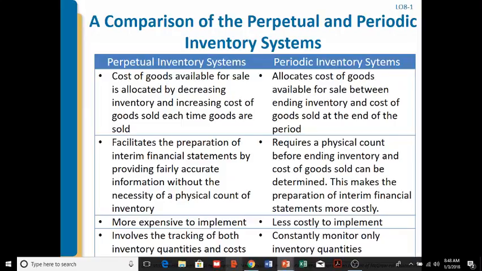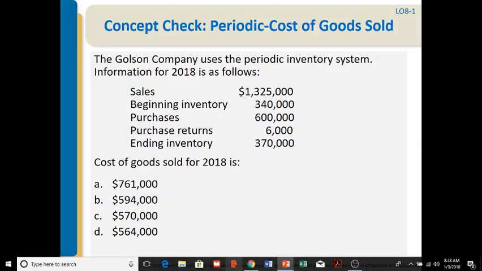So here's a comparison you can look at. Again, probably more companies are going to perpetual versus periodic, but you can see the pluses and minuses. All right, so we have an example here. The Olson Company uses the periodic inventory system. Information for 2018 is as follows. We have sales, beginning inventory, purchases, purchase returns, ending inventory. Cost of goods sold for 2018 is how much?